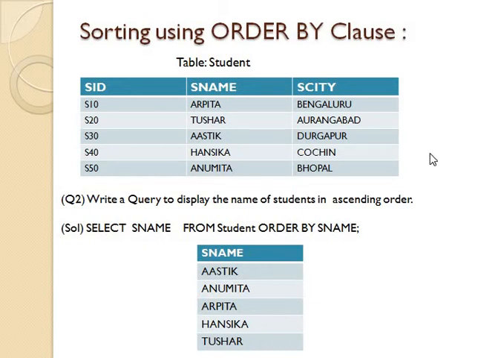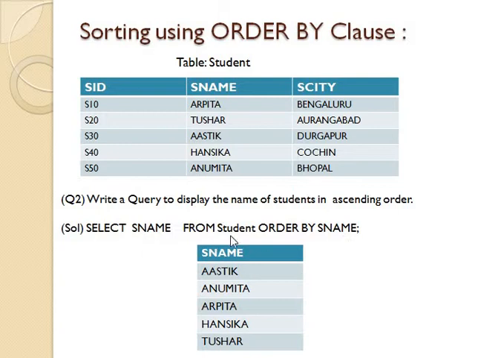Now consider the table student as shown in this slide with the columns SID, SNAME and SCITY. Now you are asked to write a query to display the names of students in the ascending order of alphabetical series. So the query will be select SNAME from student, since you are asked to display the names of students from the student table, and then use the order by clause followed by the column called SNAME to sort it in ascending order.